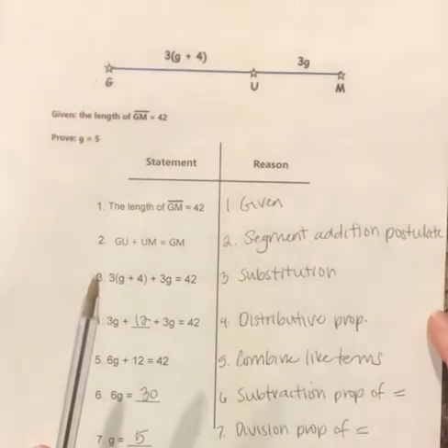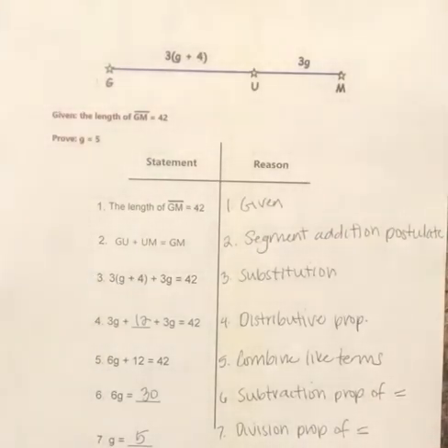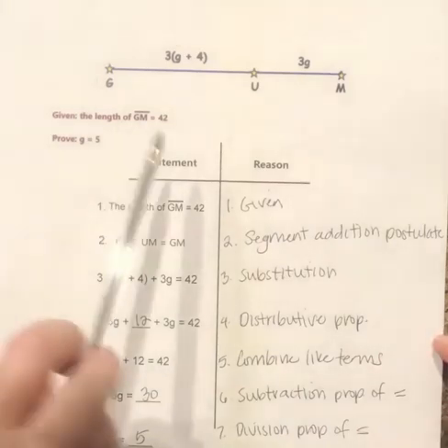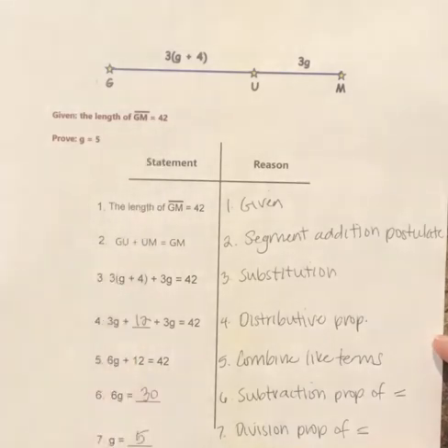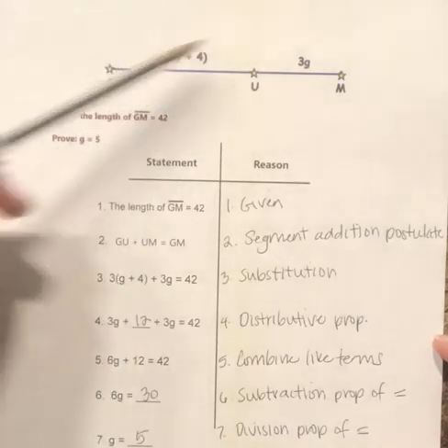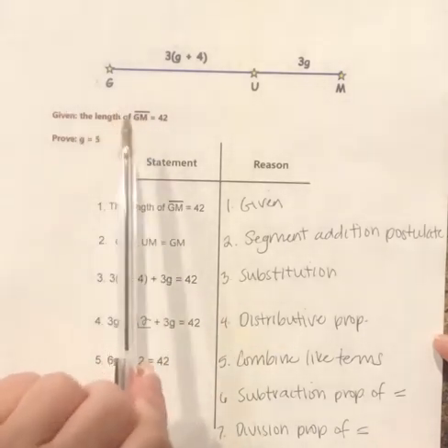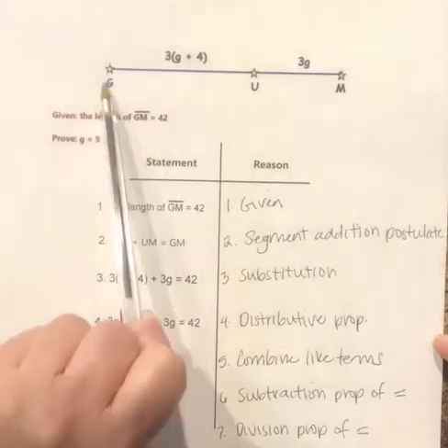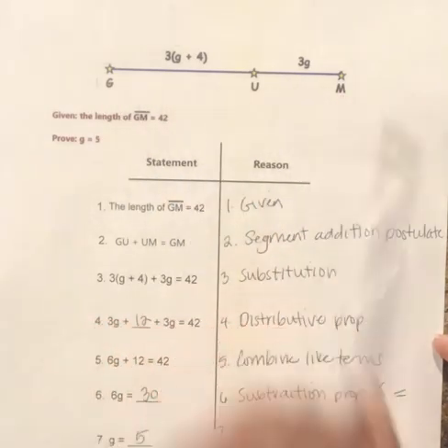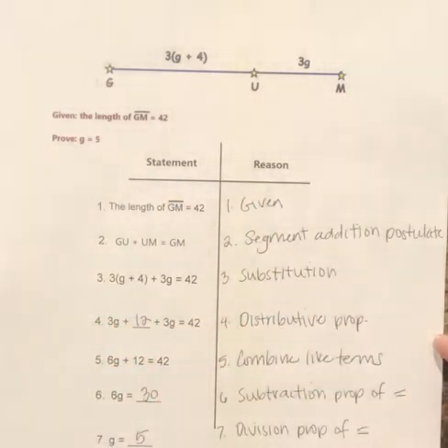Okay. The next one is, I have a figure, it's a segment, and my given information is that the length of GM equals 42. I was also given some labels on here. I'm going to get to that later. But my starting information is the idea that this whole thing is 42. So again, the first statement I write down is that given. The length of GM equals 42. And the reason why is because it's given.